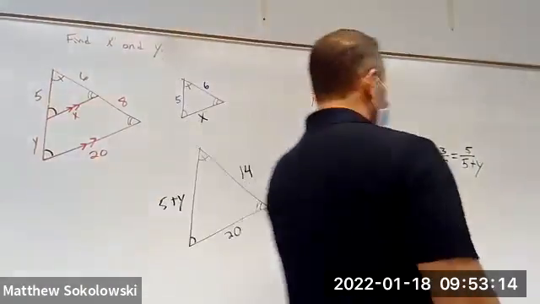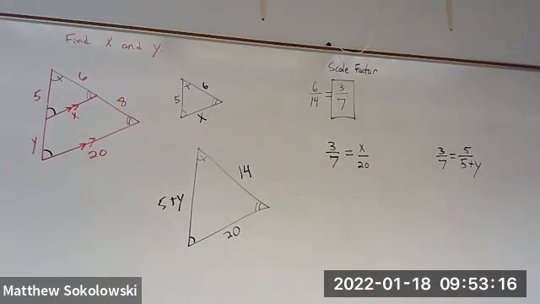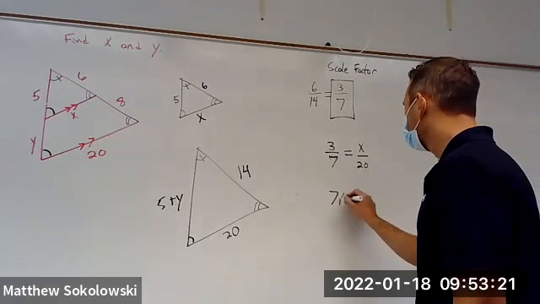All right, then you have two proportions. How do you solve a proportion? Cross multiply. 7 times x is 7x.